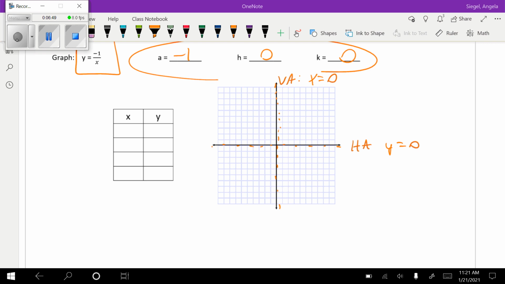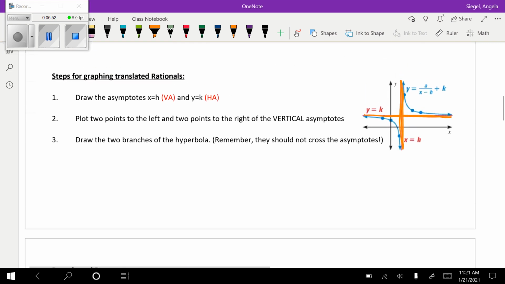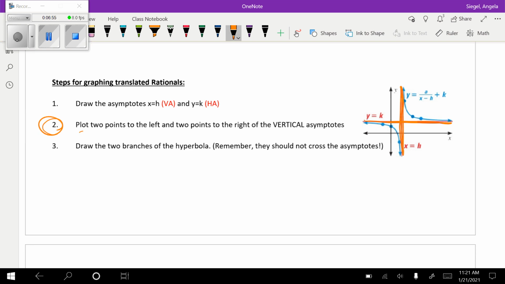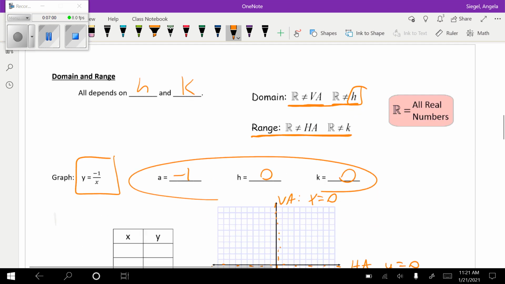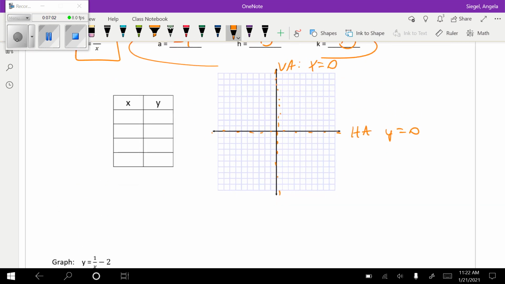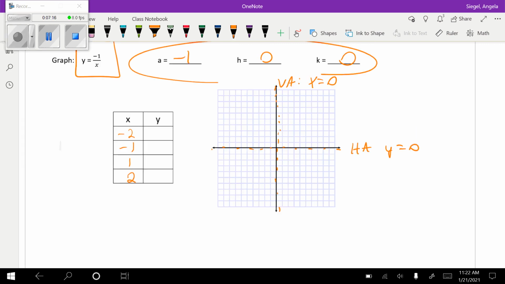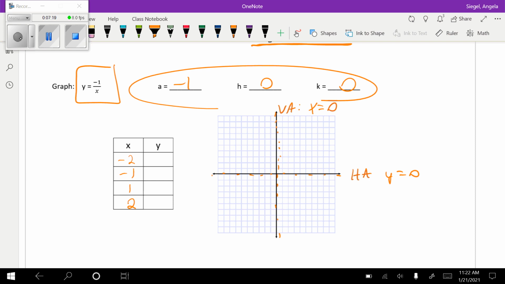Okay, so now that we've done that, let's go up to step 2. Step 2 says plot 2 points to the left and 2 points to the right of the vertical asymptote. So notice I don't care about the horizontal asymptote. If our vertical asymptote is 0, 2 to the left would be -2, -1. 2 to the right would be 1 and 2. Let's go ahead and plug those in and see what happens. If I plug in -2 right here, I'm going to get 1/2. So go ahead and just fill in the other 3.